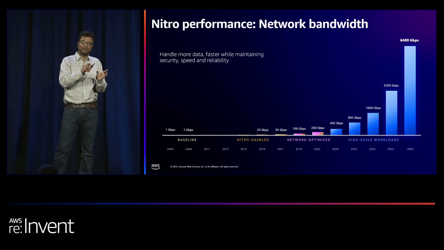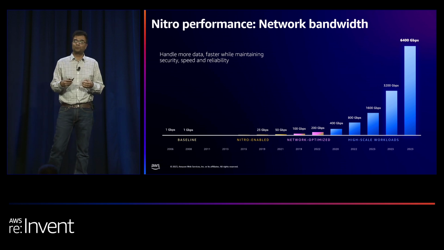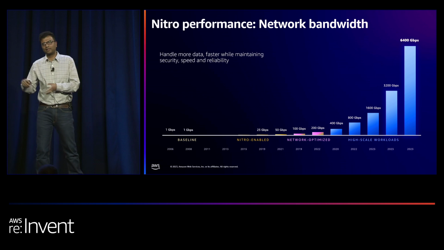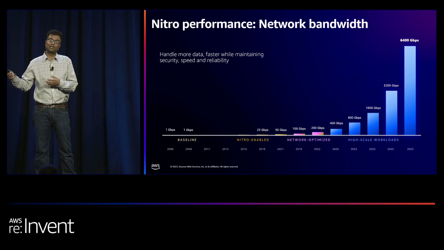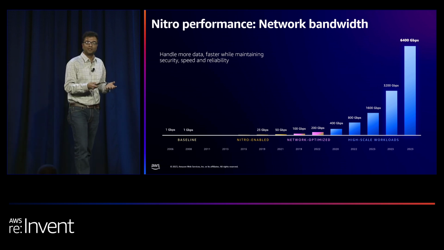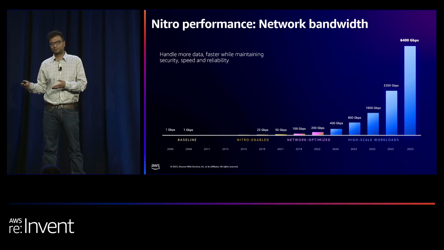We started offloading the networking functionality to a dedicated card. And we were able to achieve a networking bandwidth of 10 Gbps. And in subsequent generations, we have been able to increase that networking bandwidth. So for example, for our Gen 5 instances, the C5s and M5s instances, we provide a networking bandwidth of about 25 Gbps. And for our Gen 6 and Gen 7 instances, we provide networking bandwidth of about 50 Gbps.